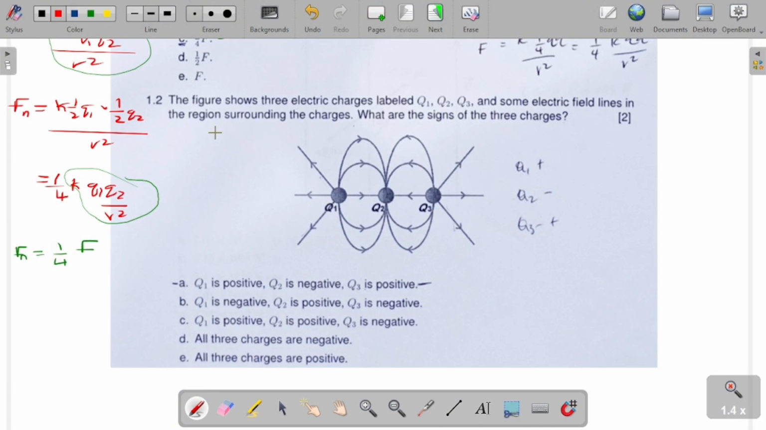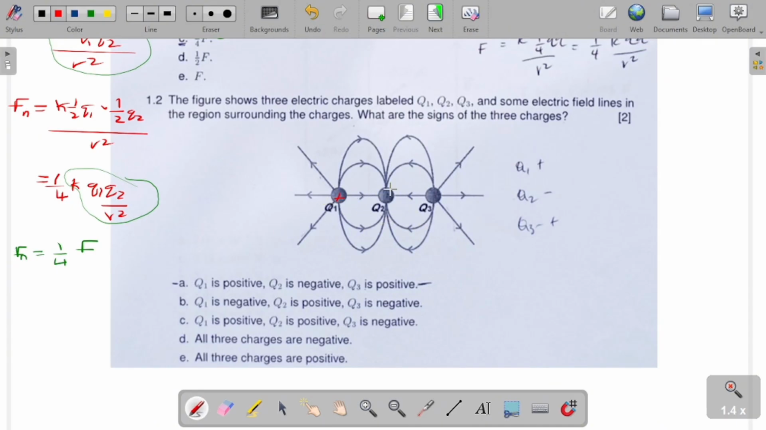Okay, now 1.2. The figure shows 3 electrical charges labeled Q1, Q2, and Q3, and some electric field lines in the region surrounding the charges. What are the signs of the 3 charges? So let's see. The first charge, the electric field lines are moving away from it. So remember, for a positive charge, it is radially away. So this is positive.